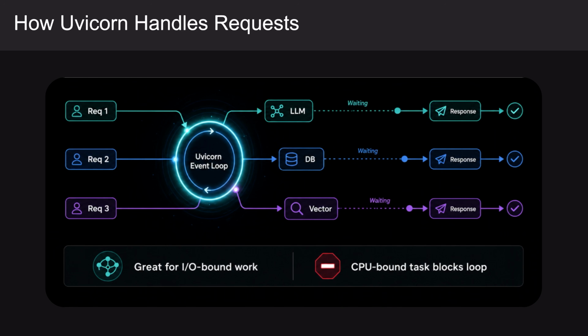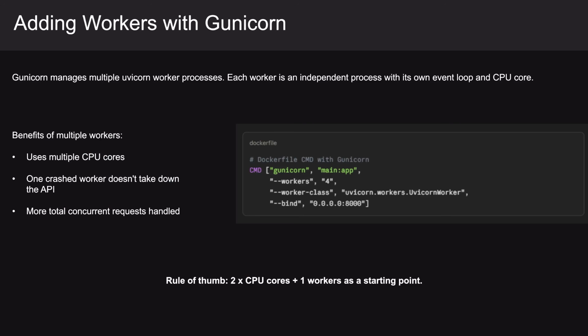Look at the two callouts at the bottom. Great for I/O bound work. CPU bound task blocks the loop. If one request runs heavy local inference and holds the CPU, every other request waits. That's the limitation. A single Uvicorn process uses one CPU core.